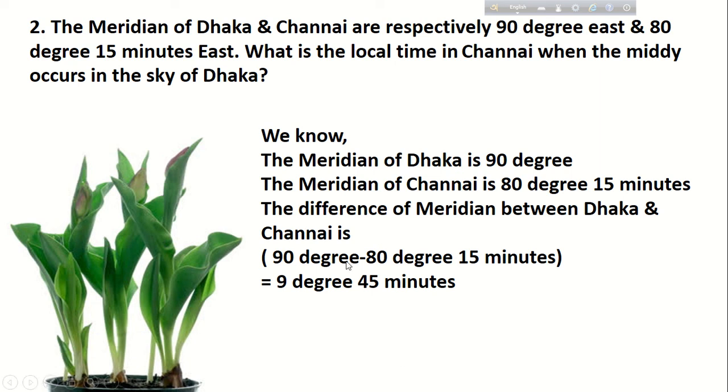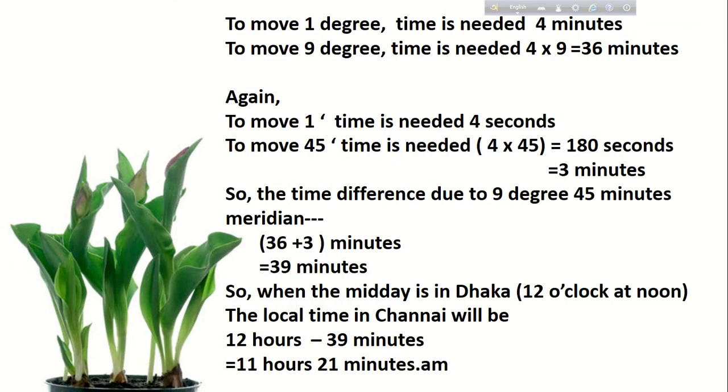So 90 degrees minus 80 degrees 15 minutes. Minutes must be considered using 60, and seconds also using 60. If we do the subtraction, we get 9 degrees 45 minutes. So we got the difference of meridians. Now we can do the calculation easily.